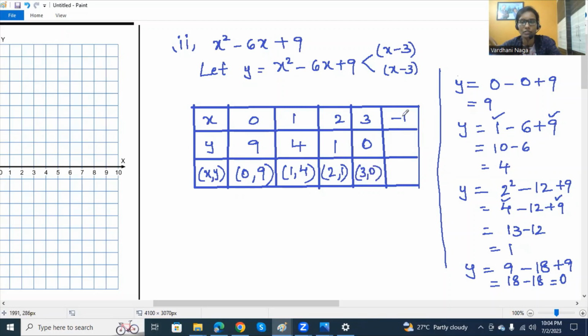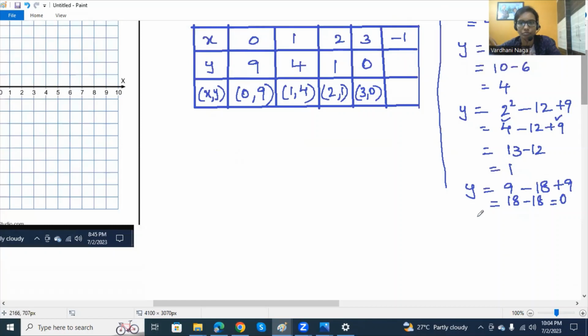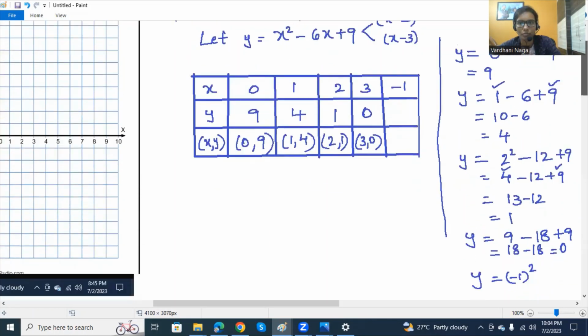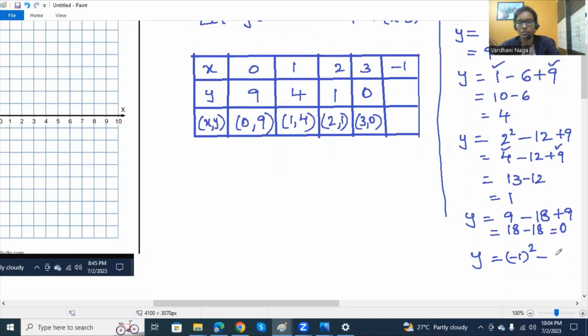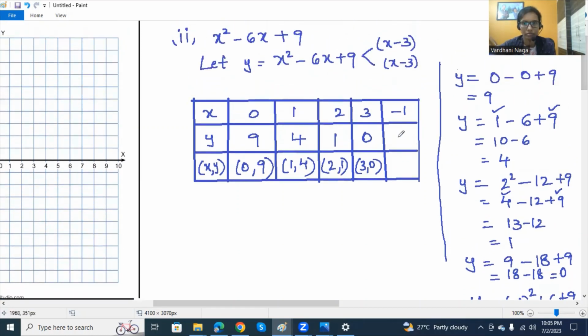If we put minus 1, y is equal to minus 1 whole square. Next, minus 6 into minus 1. So 6 ones are 6, minus into minus is plus 6, and plus 9. How much are we getting? 1 square is 1, 9 plus 6 is 15, 15 plus 1 is 16. So we are getting 16 if we take minus 1. This one is not required, I think. We can plot these 4 points on the graph.